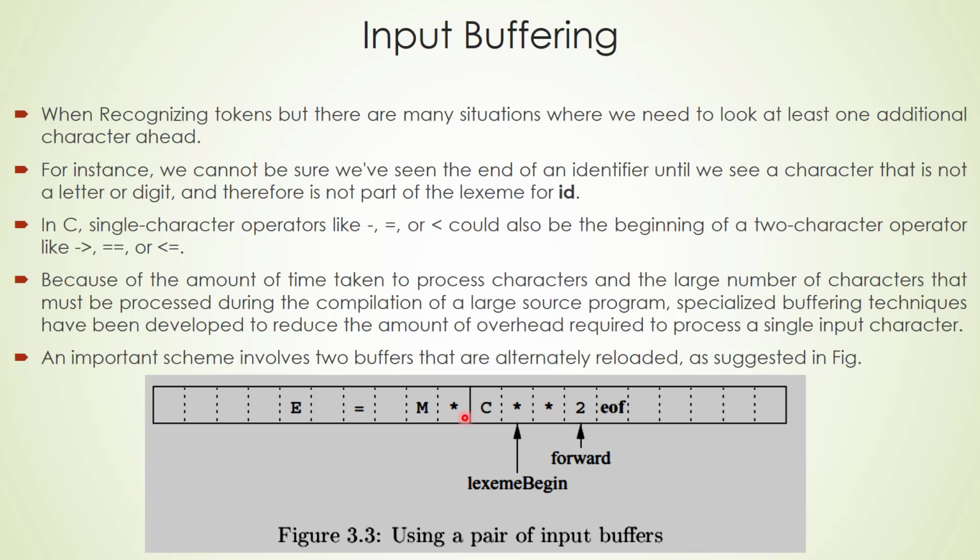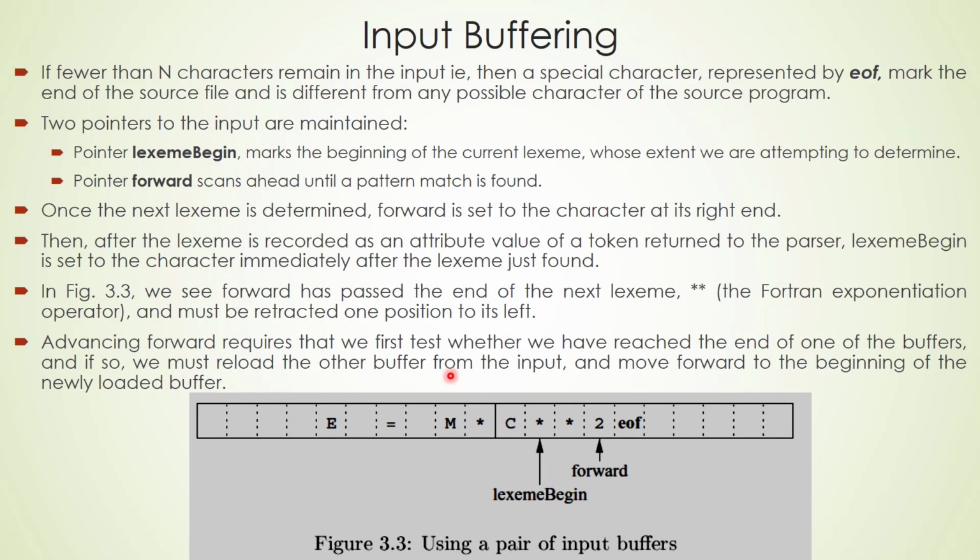So here we have two buffers. The thick line shows the partition between the left buffer and the right buffer. If fewer than n characters remain in the input, a special character represented by EOF marks the end of the source file and is different from any possible character of the source program. So n means the size of the buffer. Here the left-hand side buffer is of size n and the right-hand side buffer also has size n.